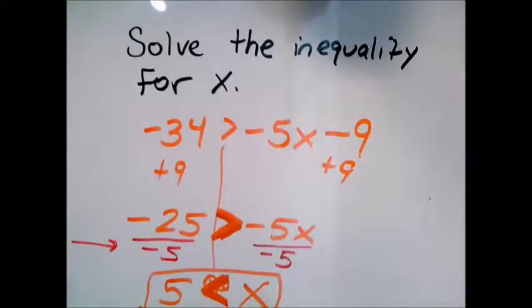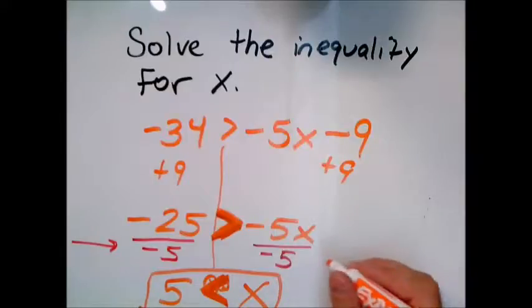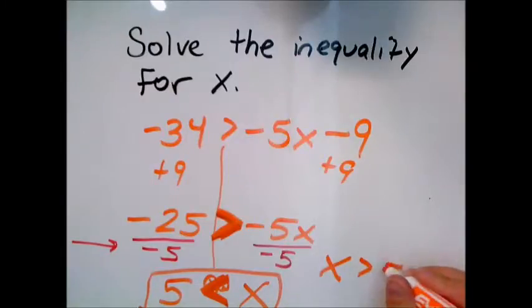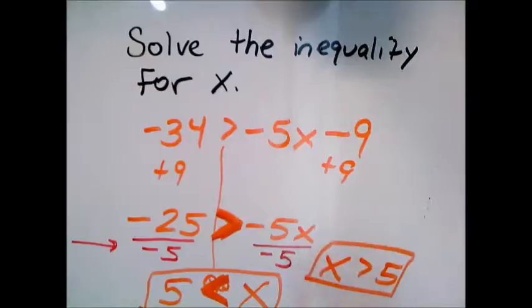it opens towards the x. So we're saying x is the bigger value. So if you want to write it with the x first, to have the same meaning, it needs to open the same way. So saying 5 is smaller than x is the same as saying x is bigger than 5. So if you switch it around, make sure that you keep the opening in the same direction. That's what matters.